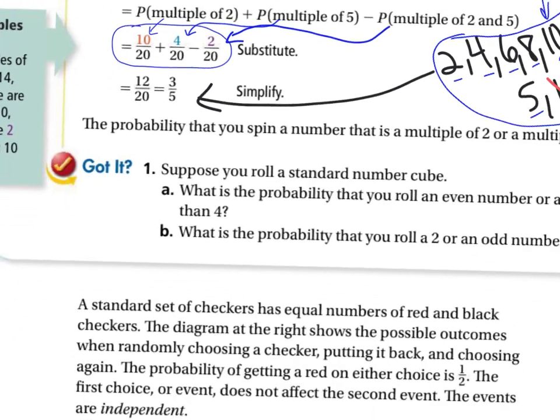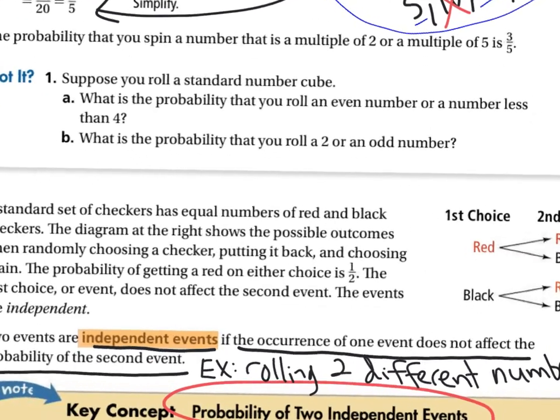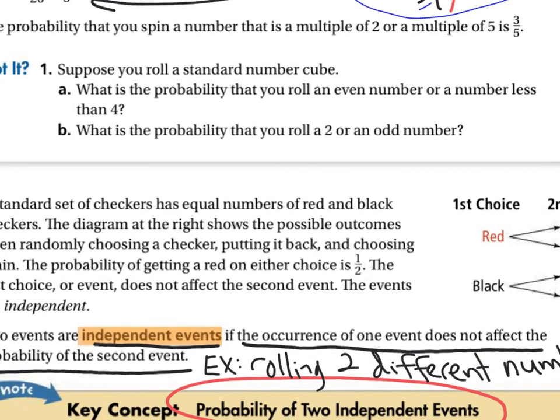So if we look at the Got It 1, suppose you roll a standard number cube. What is the probability you will roll an even number or a number less than 4?